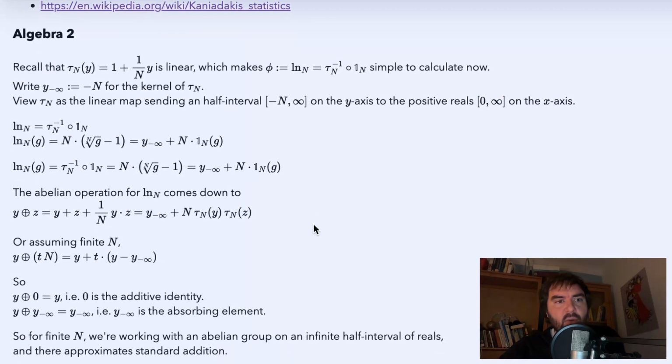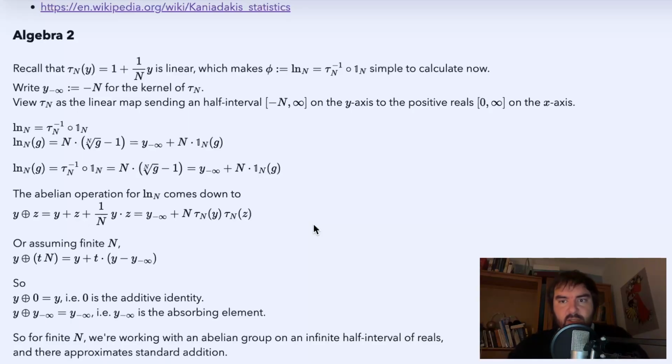Okay, and now we want to study this operation that I spoke of. Again, our tau is this linear function. Notice that the kernel, the value at which this is 0, is minus n, right? 1 plus 1 over n times minus n. The n's cancel, and so this becomes 0. This minus n is the kernel. I call it here y minus infinity for good reason.